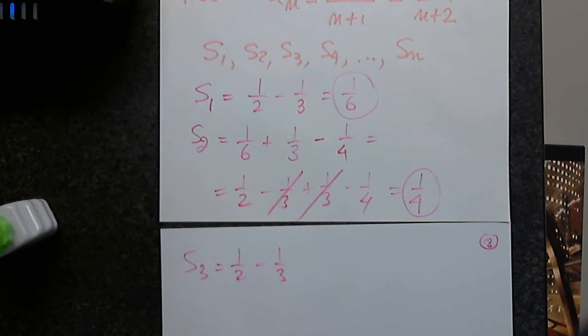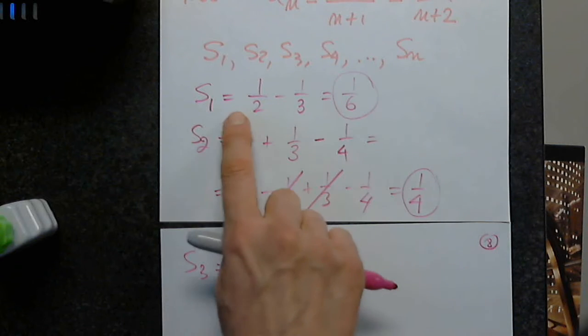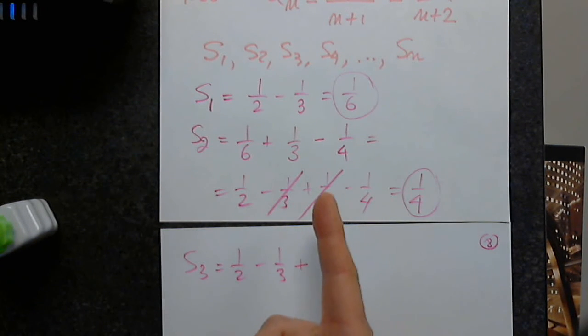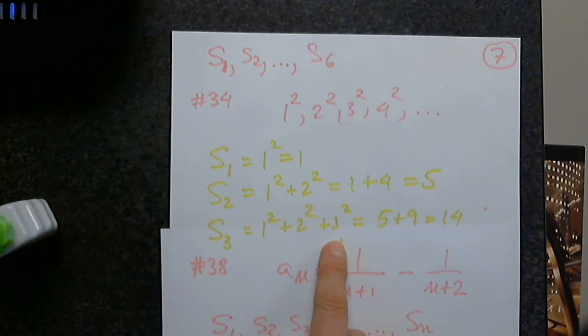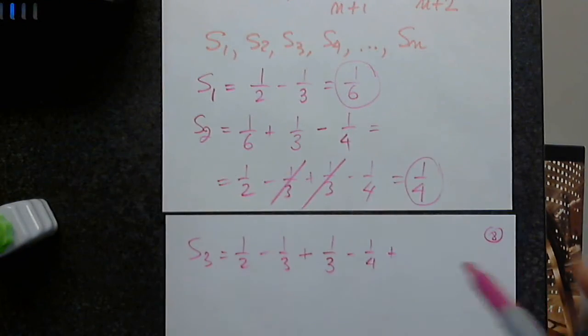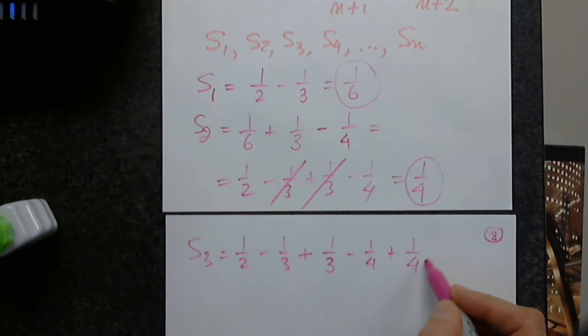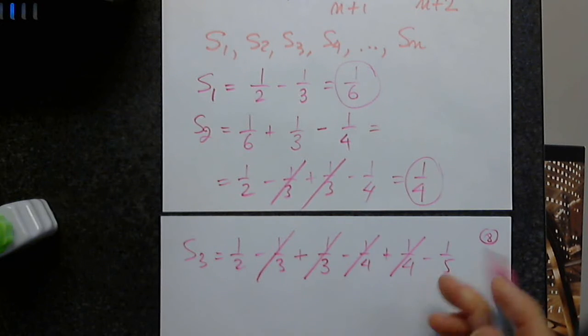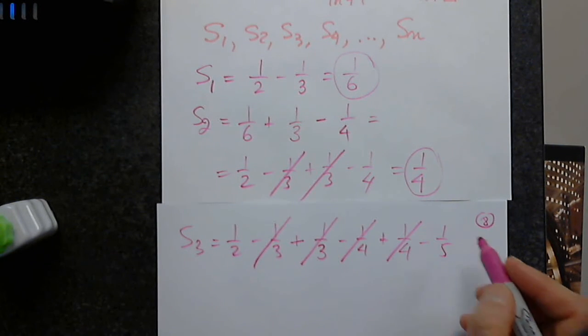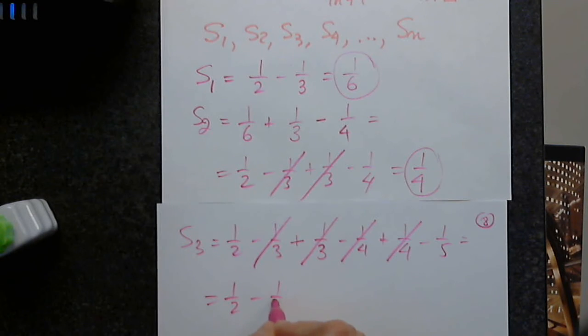Yes. So this is A1. Plus I'm writing A2, which is 1/3 minus 1/4, plus A3. Right? So S3 is A1 plus A2 plus A3. Good. So A3 will be 1/4 minus 1/5. And here's what I do next. So what I have is 1/2 minus 1/5, which is 3 over 10.